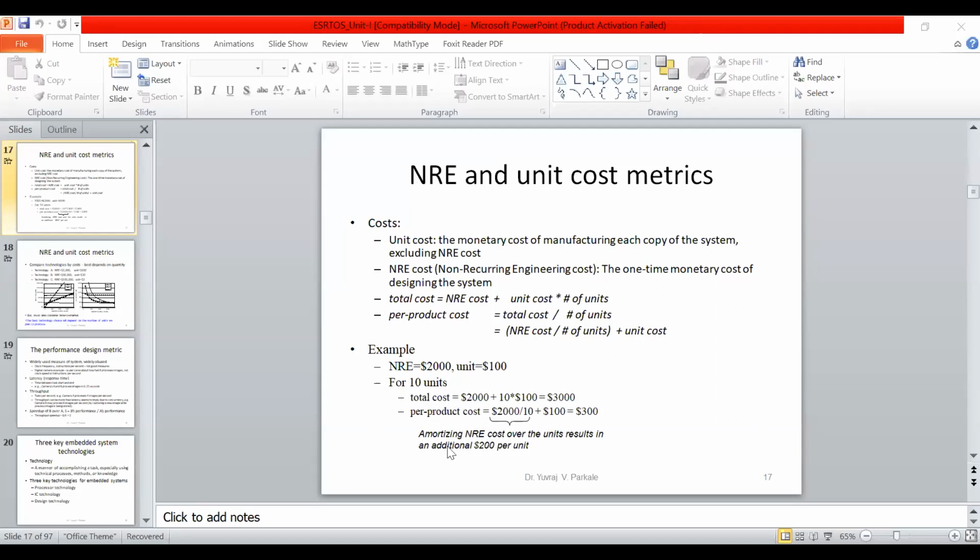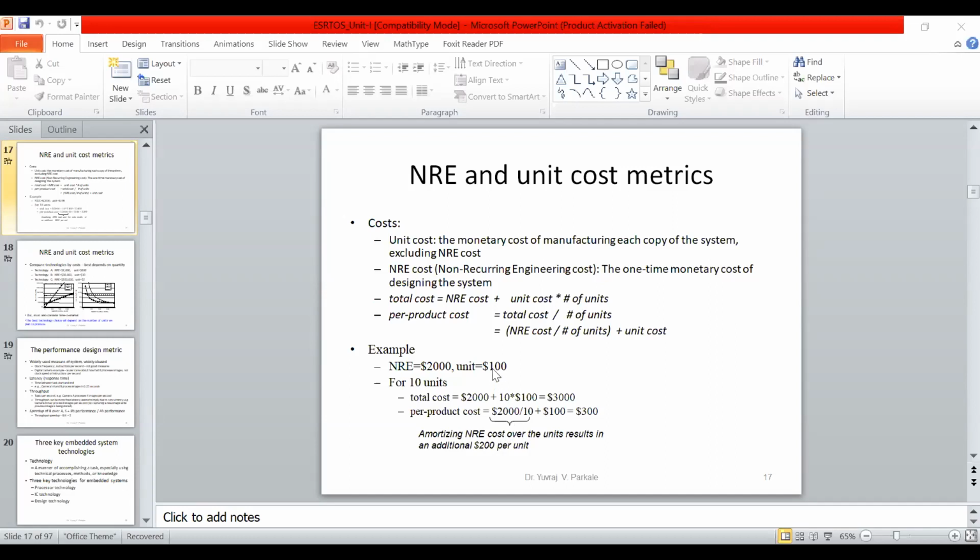Amortizing NRE cost over the units results in an additional $200 per unit. So you can spread your design cost over the number of units we have produced, and in this way we can reduce the cost of the product also.